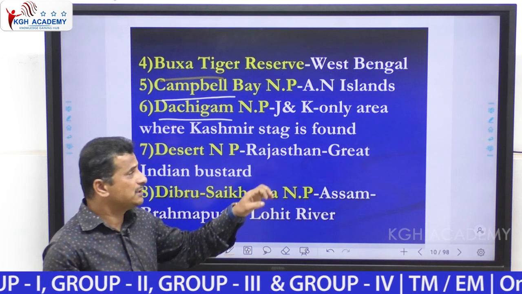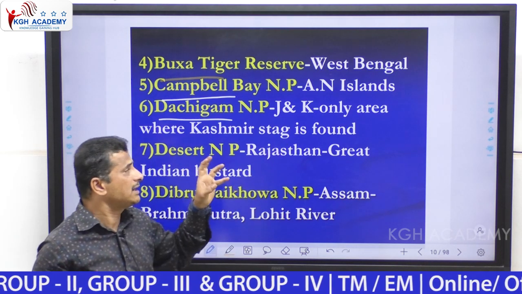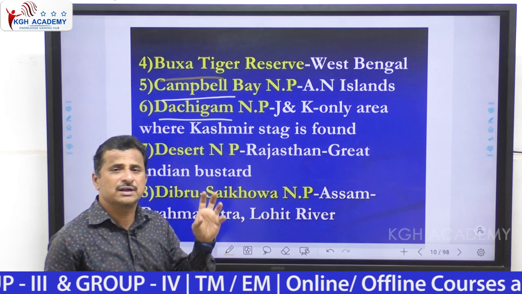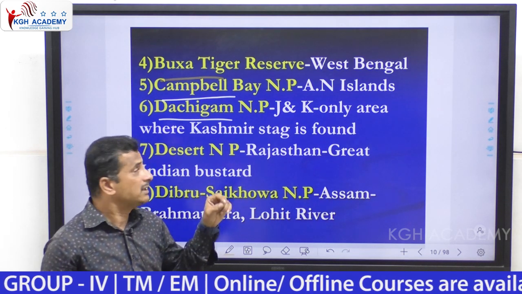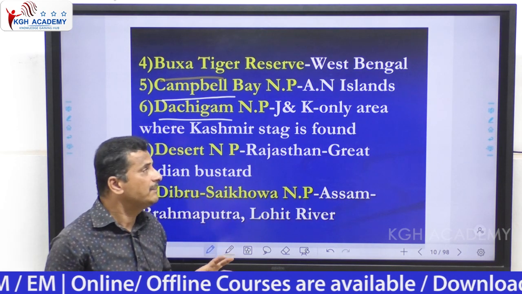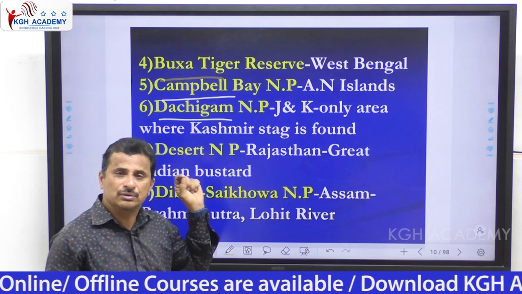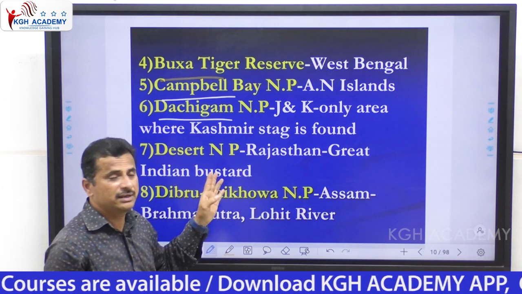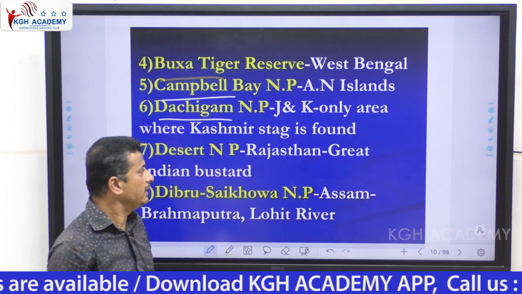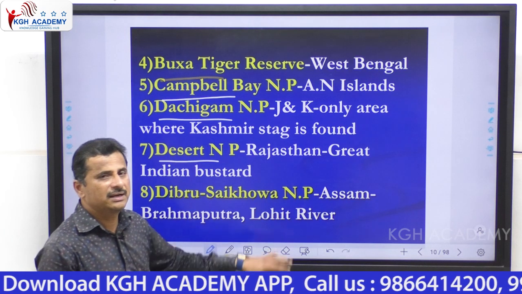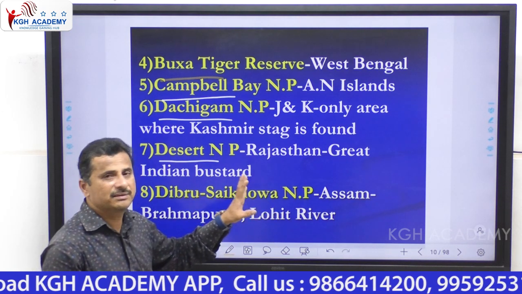Kashmir. The specialty here is that it is the only area where the Kashmir stag is found. The Kashmir stag is the state animal of Jammu and Kashmir, and Dachigam National Park is in the Jammu and Kashmir area. In all of India, only this national park contains the Kashmir stag. Next, Desert National Park, Rajasthan, and the main animal is the Great Indian bustard.